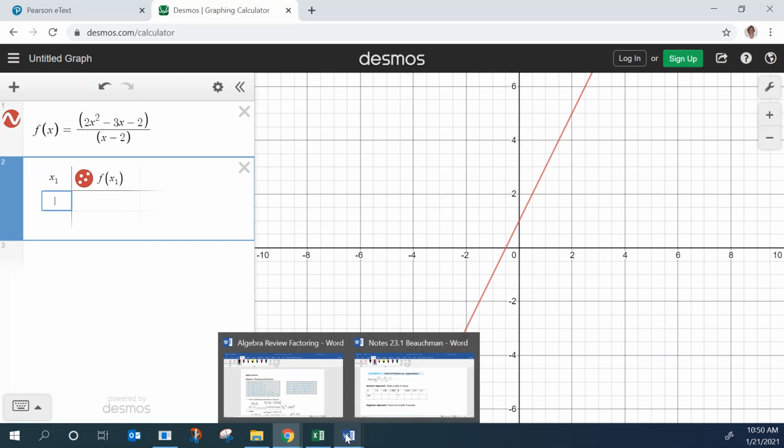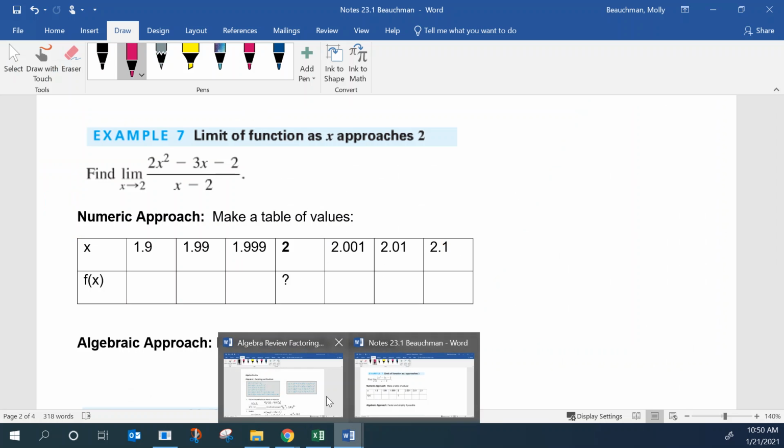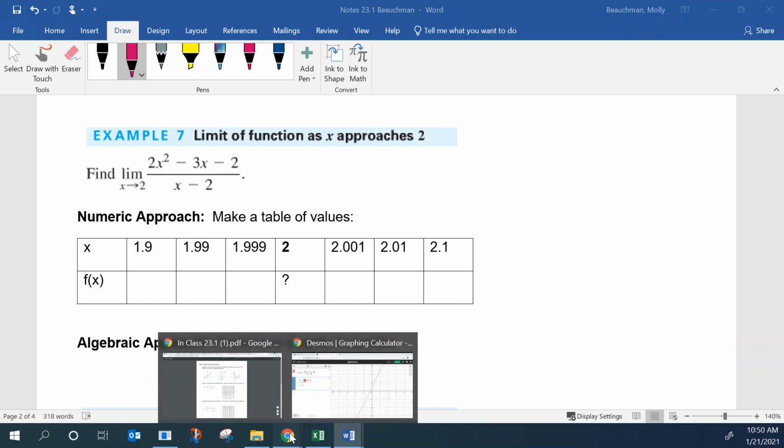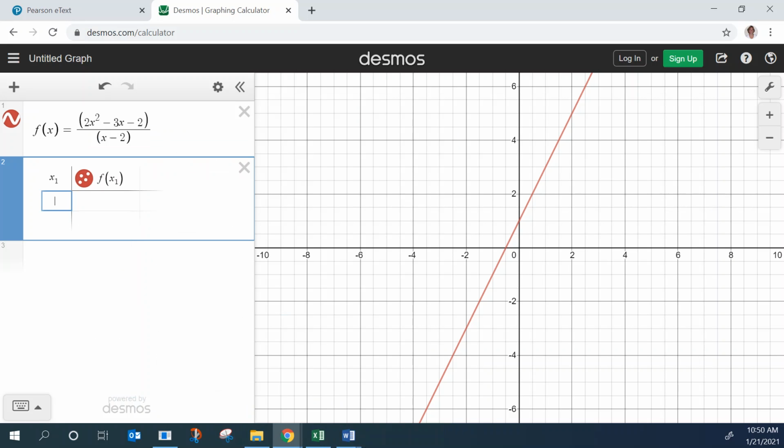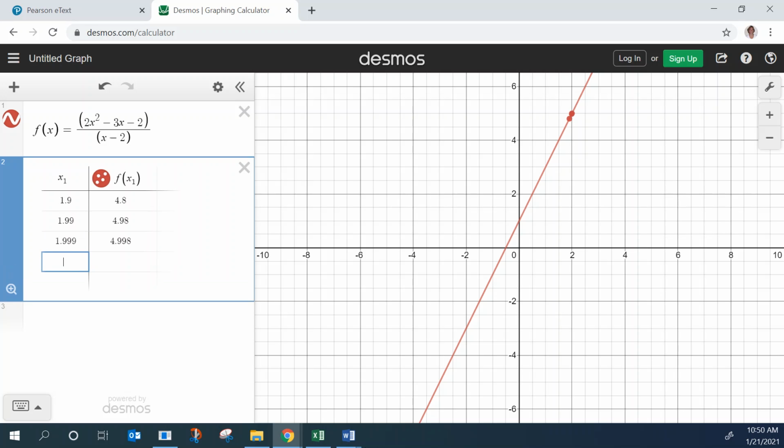So I want to know what happens, the limit, as x approaches 2. So I'm going to put in these values on the left-hand side of 2 and to the right of 2, and see if I can guess what the y value should be at 2. So I've got 1.9, 1.99, 1.999. It looks like it's getting close to 5. If you put in a 2, you'll get undefined.